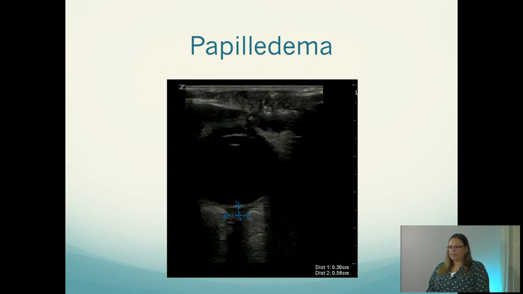All right, and this is an example of how we're going to measure the optic sheath. So again, you're going to first measure 3 millimeters posterior to the retina, and that's where you measure the diameter. In this case, the diameter is 5.9 millimeters, so above that 5 millimeter cutoff.